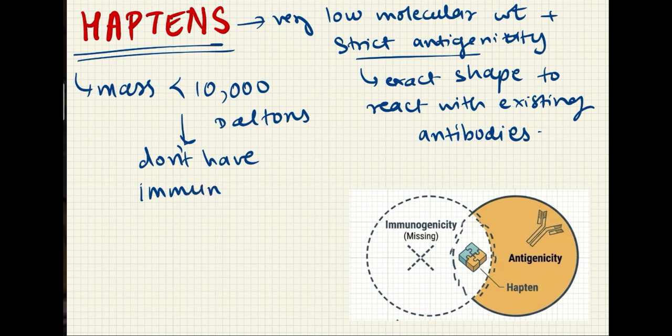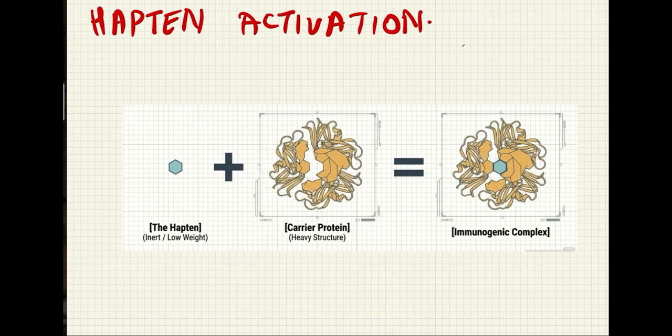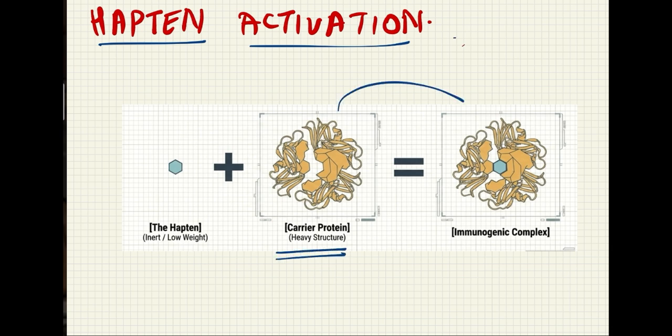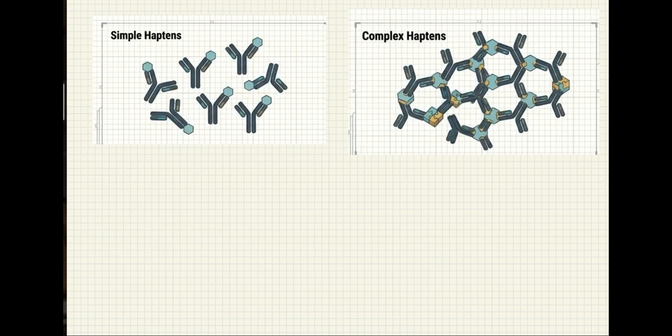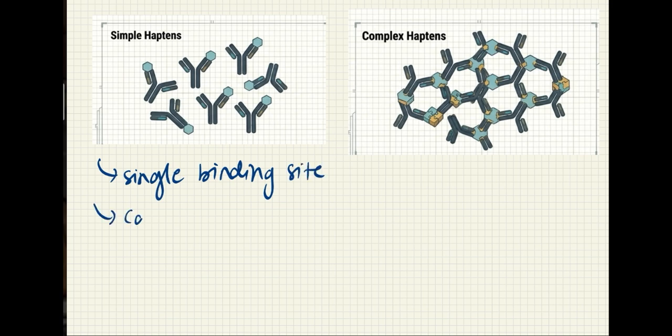An inert hapten is instantly weaponized and activated the exact moment it physically bonds to a massive, heavy carrier protein. By combining their mass, they successfully bypass the 10,000 Dalton threshold together, completely transforming an invisible molecule into a powerful immunogenic trigger. Once mobilized in this way, the complexity of these haptens defines their true capability.